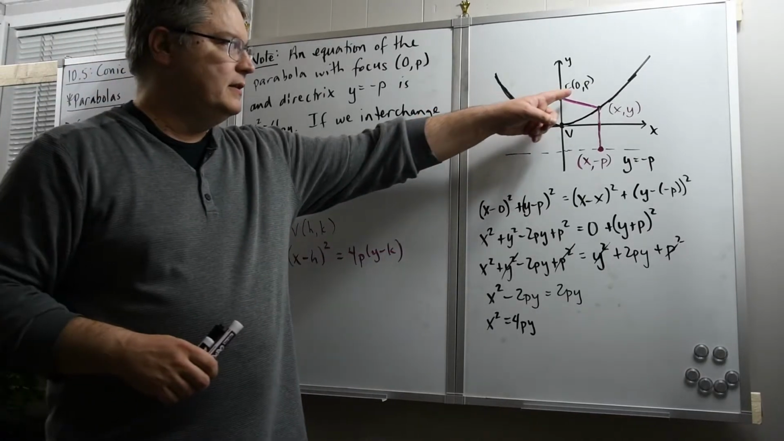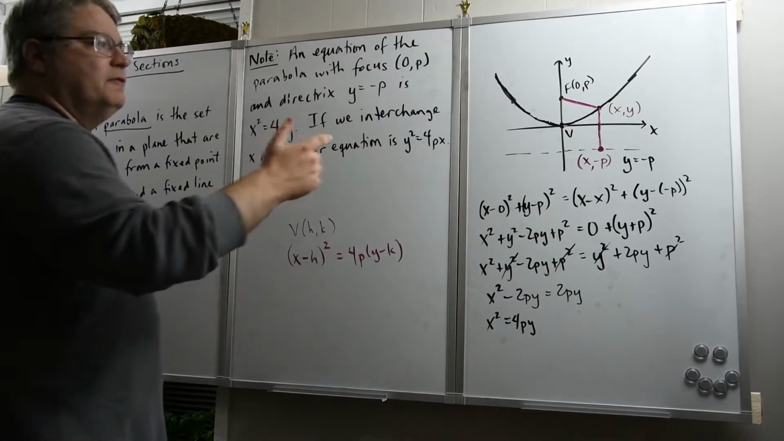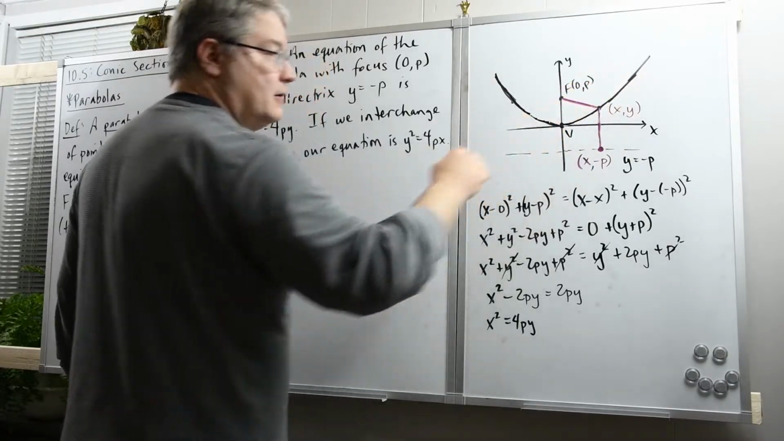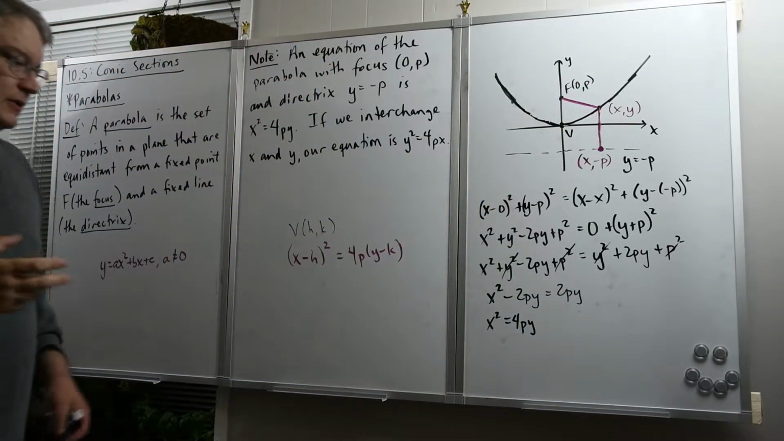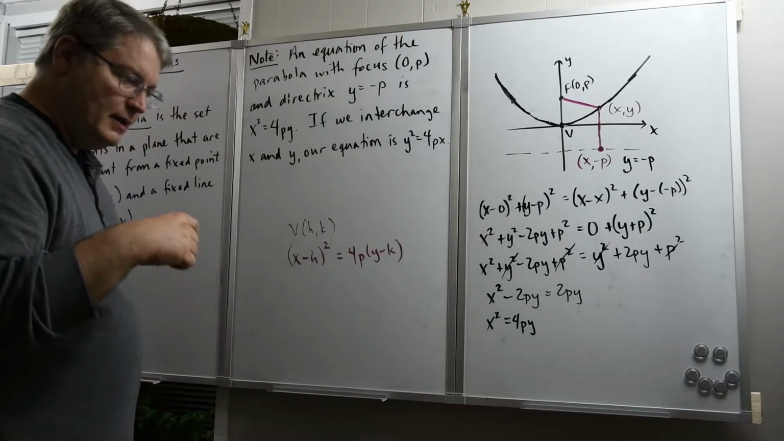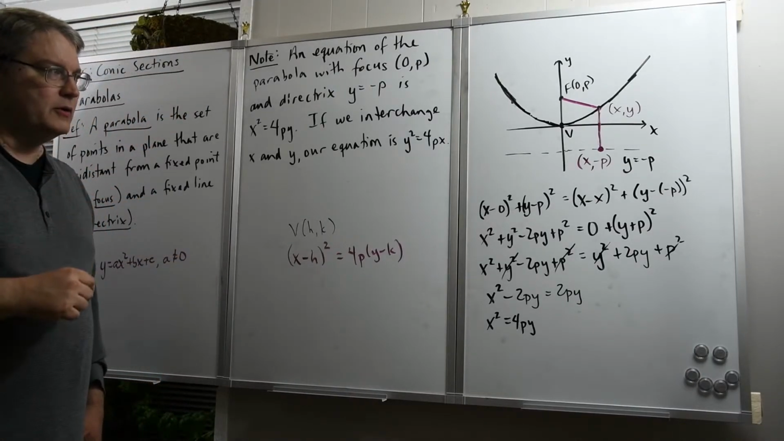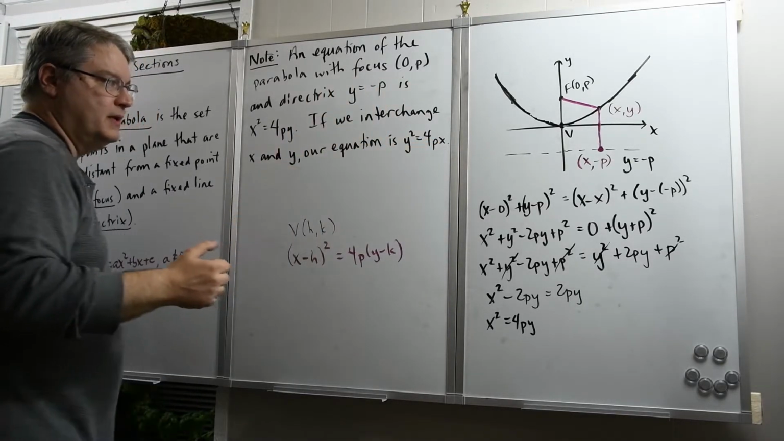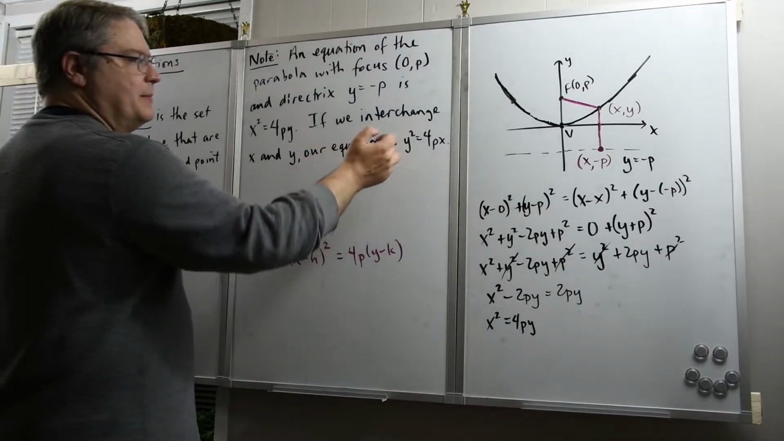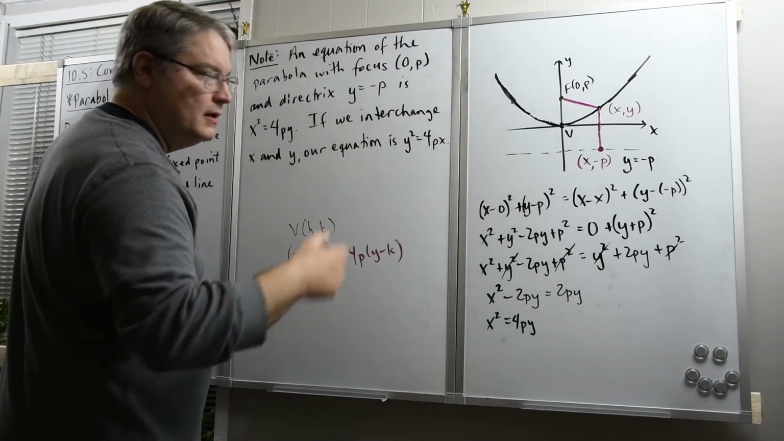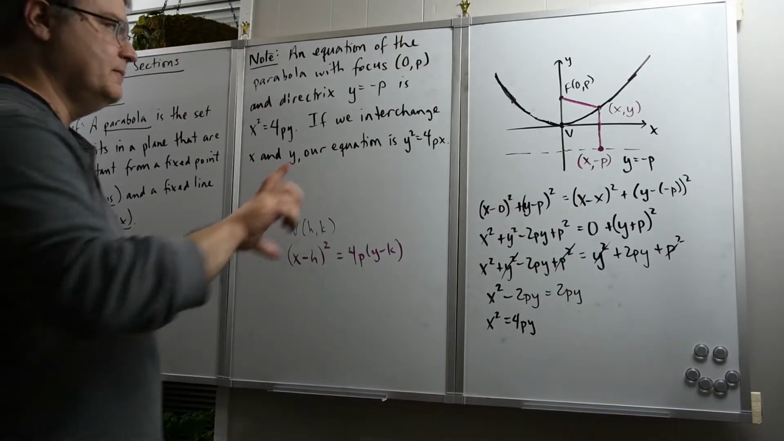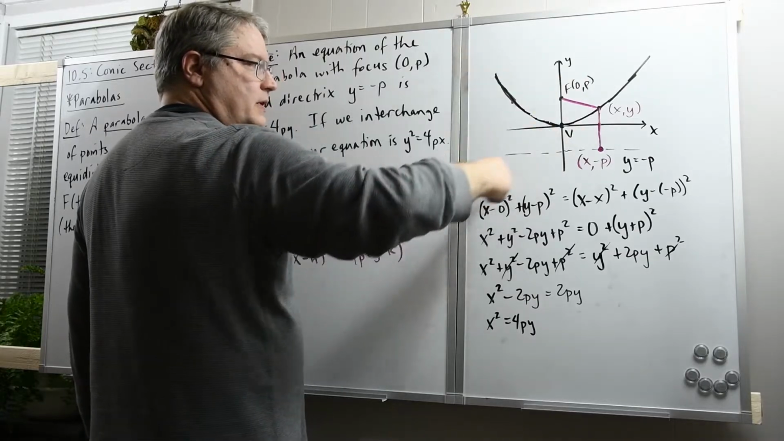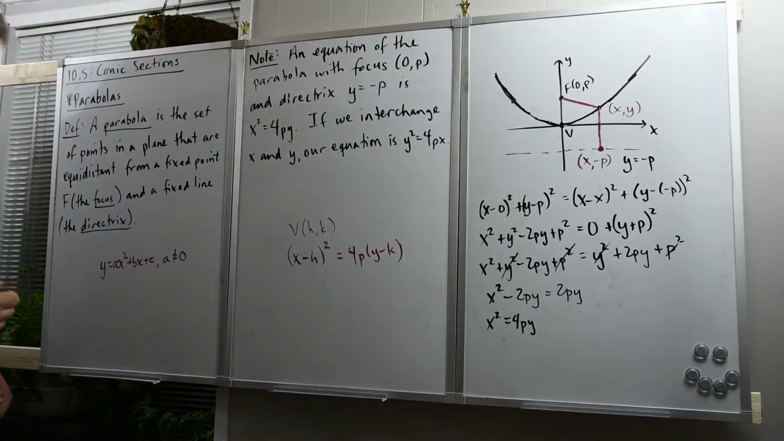One other thing that's important to keep in mind: the way that I ended up drawing this, p is positive. If the parabola had been opening downward, the focus would have been here, the directrix would have been up here, and p would have been negative. So if the parabola opens upward or downward, p is either positive or negative, respectively. But in the case where your equation is y squared equals 4px, or more generally, y minus k squared equals 4p times x minus h, if your parabola is opening to the right, then p is positive, and if the parabola is opening to the left, then p is negative.